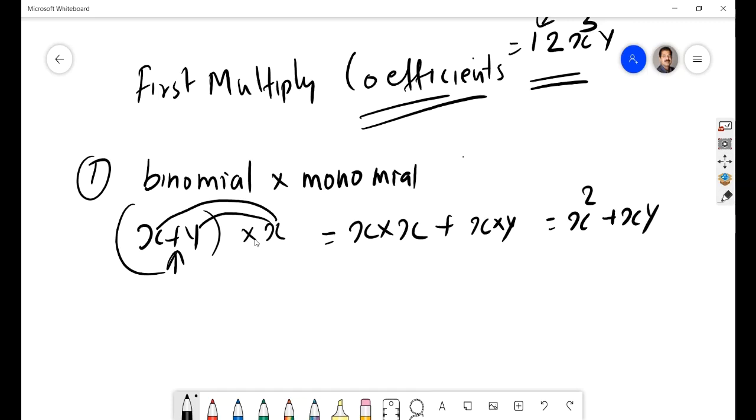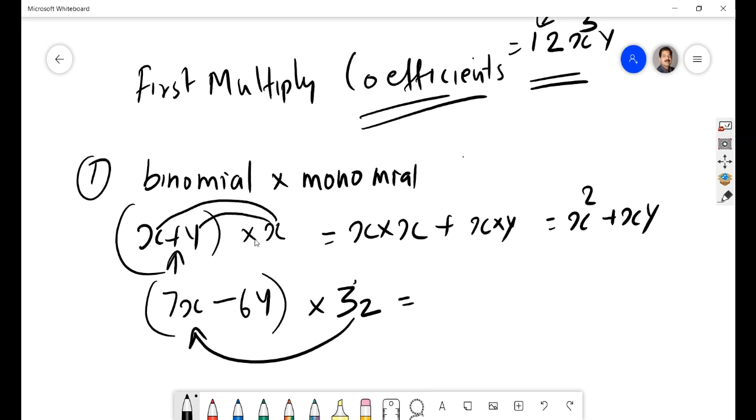Understood? But suppose the question is 7x minus 6y, the whole multiplied by 3z. First, a monomial multiplication. So you will multiply by 3z. And then with this subtraction in between. So how will you write that? 7x into 3z, 7 threes are 21, xz. Then subtraction, understood? 21xz, then subtraction, minus 6 into 3, naturally minus 18, y into z, so it will be yz. This becomes your answer.